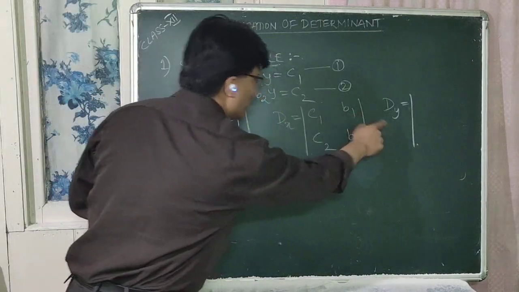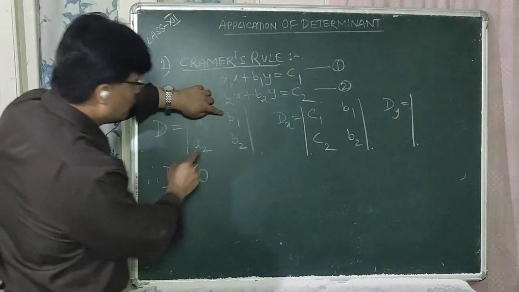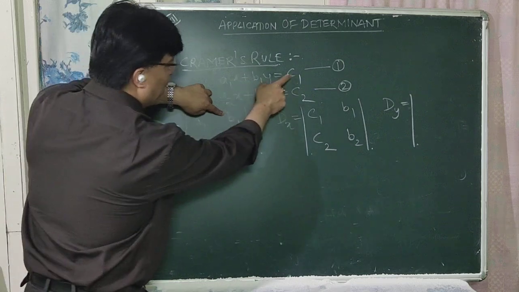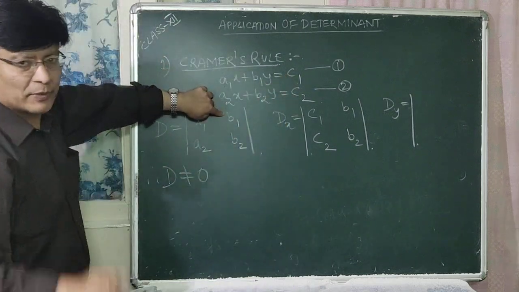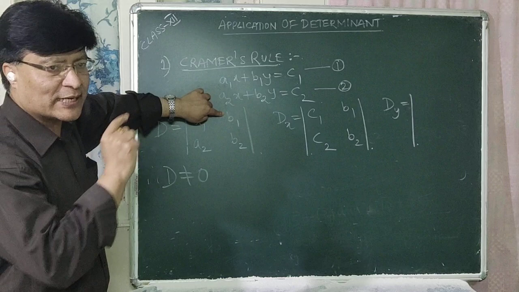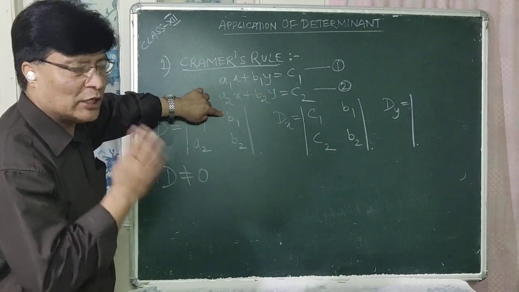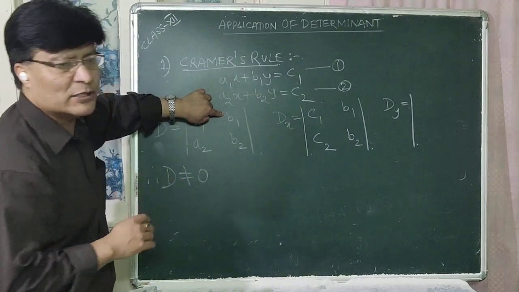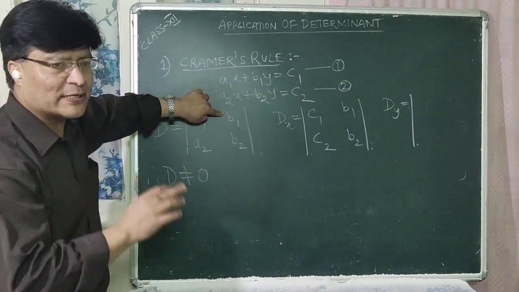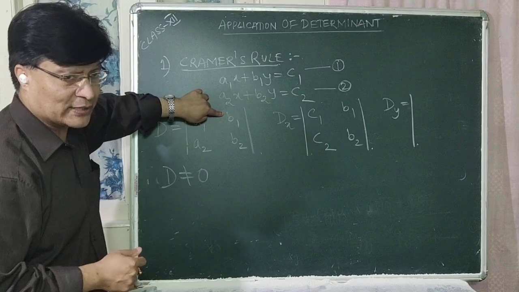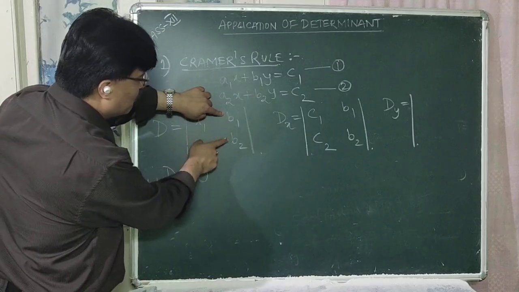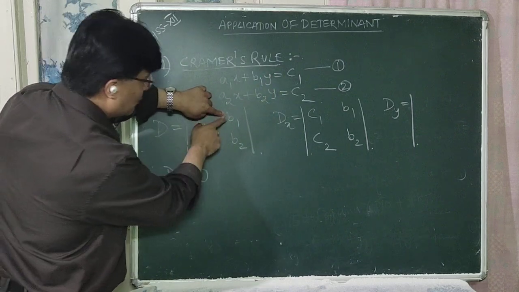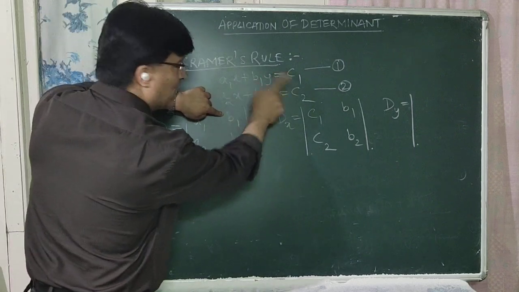And now in order to find out this dy, you have to replace these coefficients of y by the constants C1, C2. So always write down the constant term on the right hand side. In order to find the values of x and y, or to solve the given system of equations, always write the constants on the right hand side. Okay, so B1 and B2 are the coefficients of y from equation 1 and equation 2. Now these B1 and B2 are replaced by what?